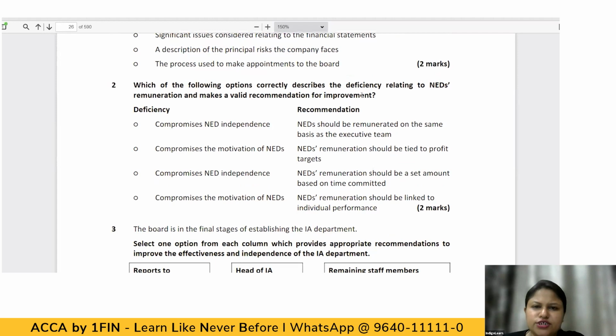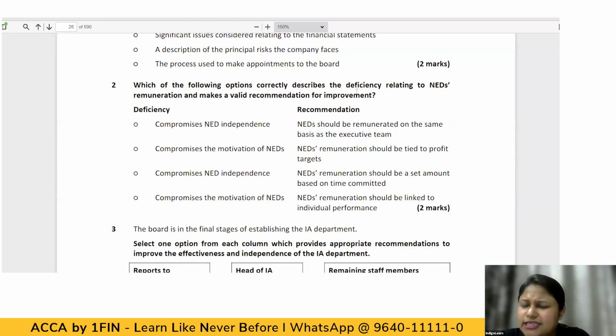Which of the following options correctly describes the deficiency relating to NED's remuneration and makes a valid recommendation? So quickly, what have they told us here? NED's remuneration is based on what? The annual performance of the company. So as and when the company grows, their salary also will grow. Now tell me, in the day-to-day activities, is the NED going to perform or will the executives perform? Executives will perform. So if I give executives a percentage of net profit and all, that is acceptable.